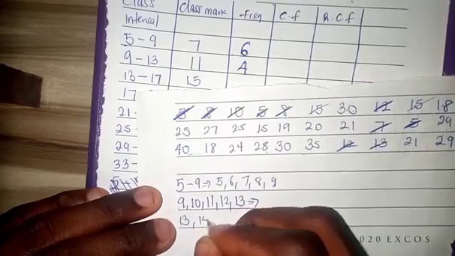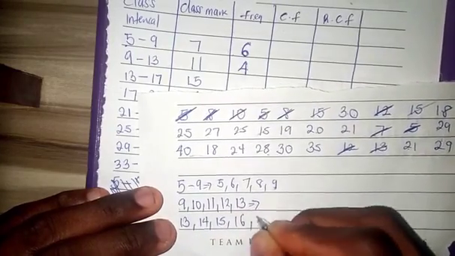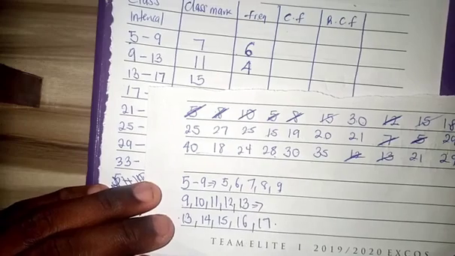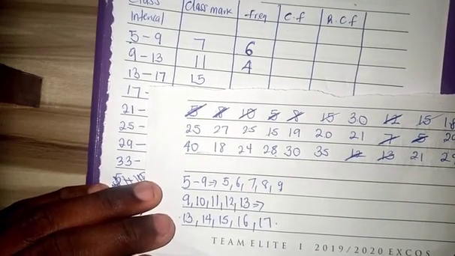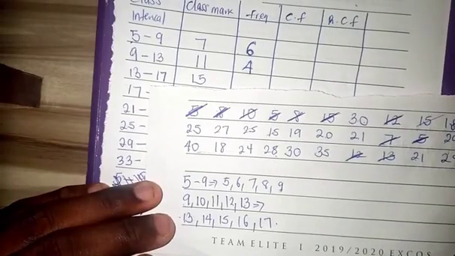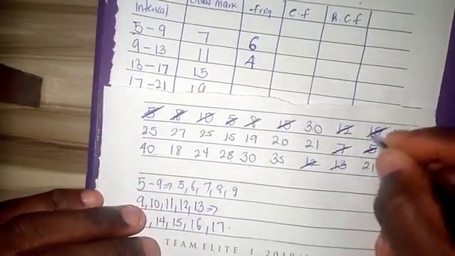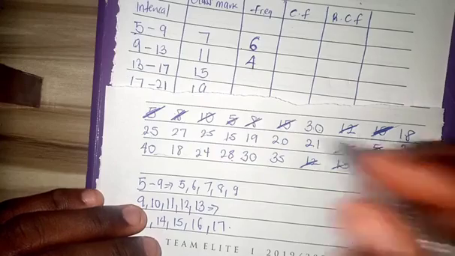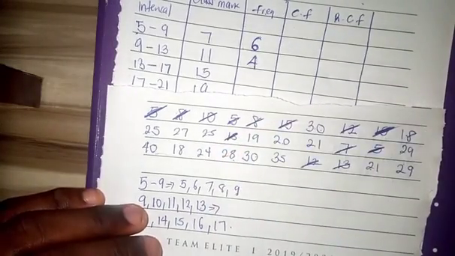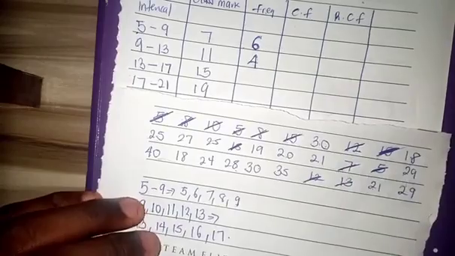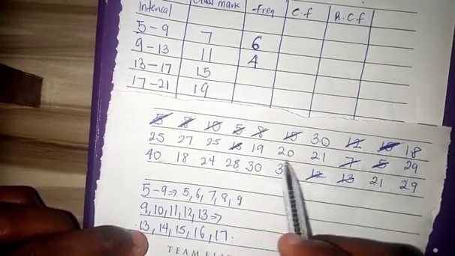So let's go. 13, 14, 15, 16, 17. Because we have 13 here, we're not going to count the 13 again. So we just start from 14 straight. So we have 1, we have 2, we have 3, that is all. So we just write our answer here.